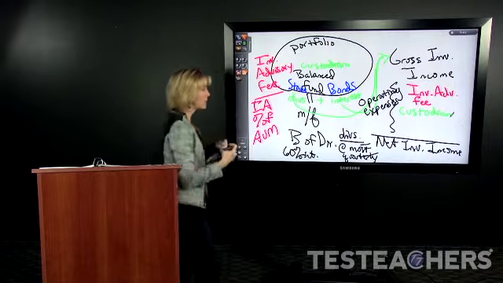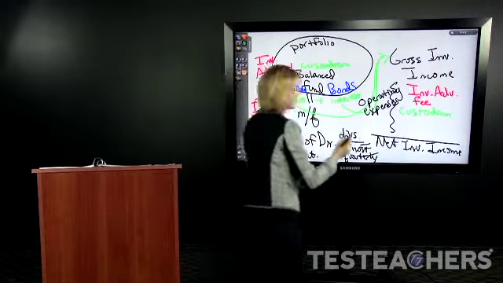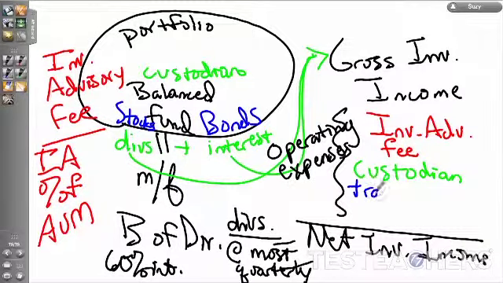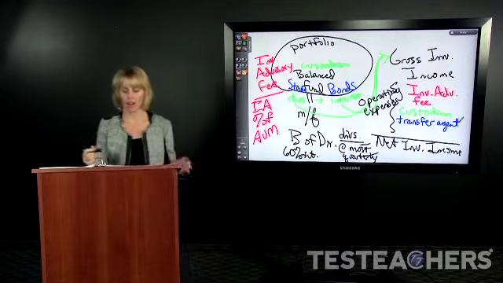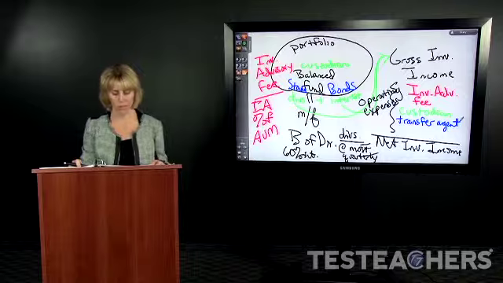The fund pays the transfer agent a fee. The transfer agent issues and redeems shares, distributes capital gains and dividends, and sends out the 1099. They are also an operating expense of the fund.